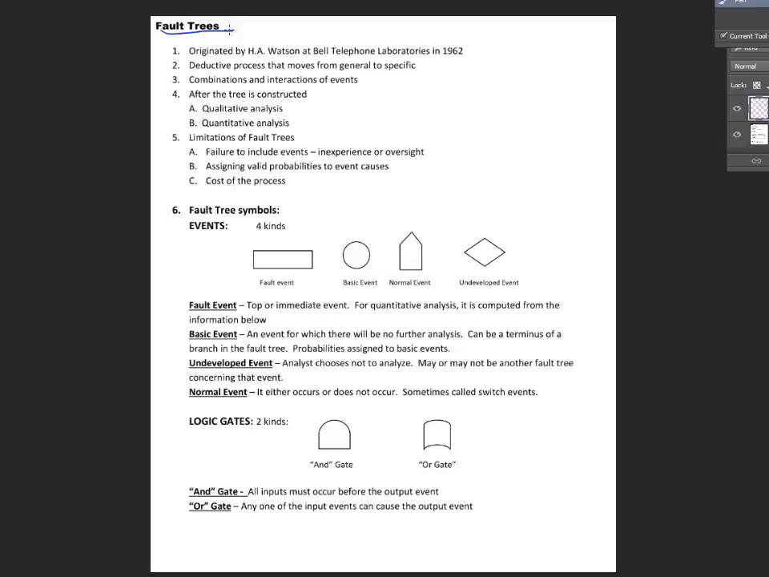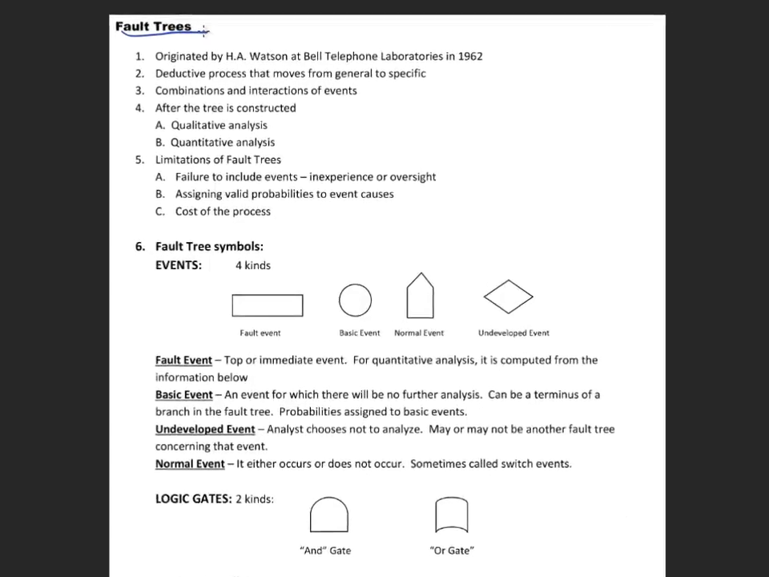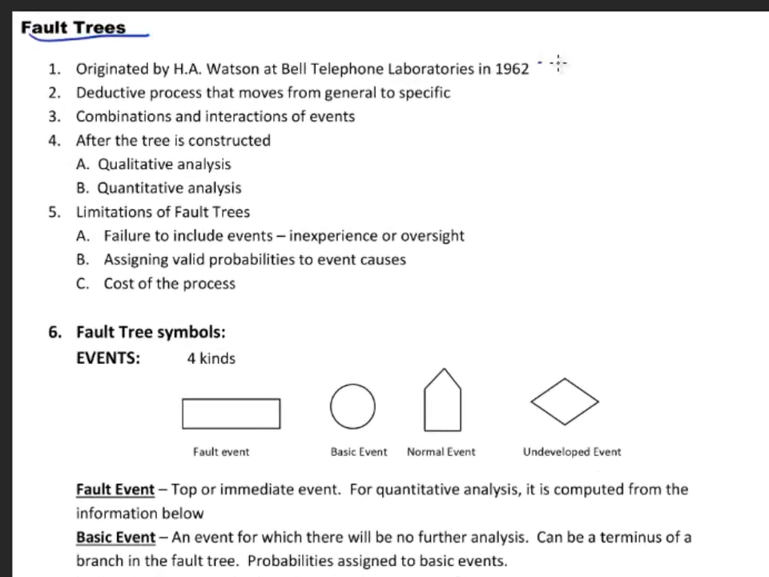So what we're going to do is draw a graph to represent our thinking. And you know, of course, from your own studies that a graph is much more effective in allowing us to reason something quickly than to read a paragraph. So that's why we use it. Now, it originated in 1962 at Bell Laboratories, and it combines interactive events.